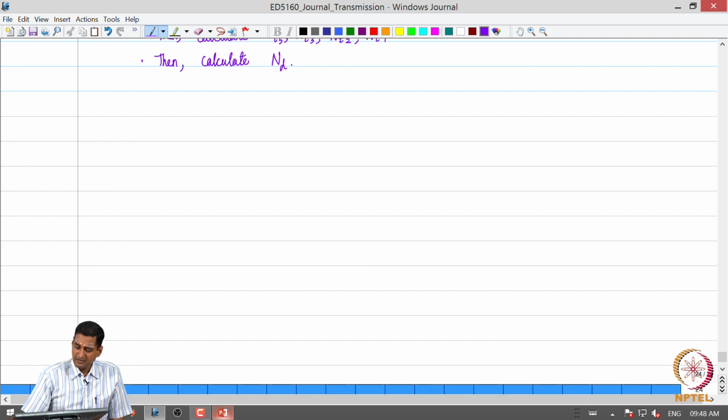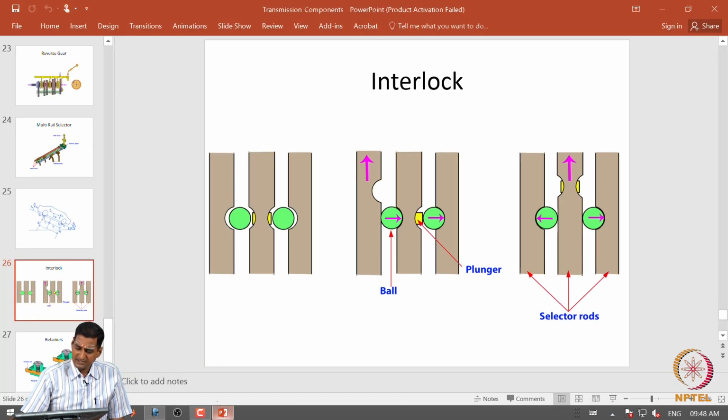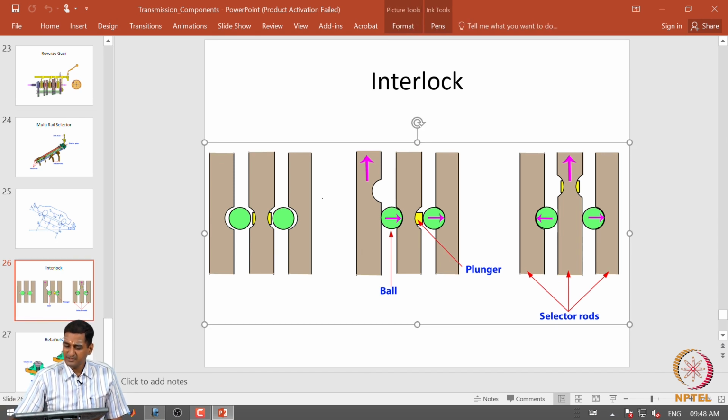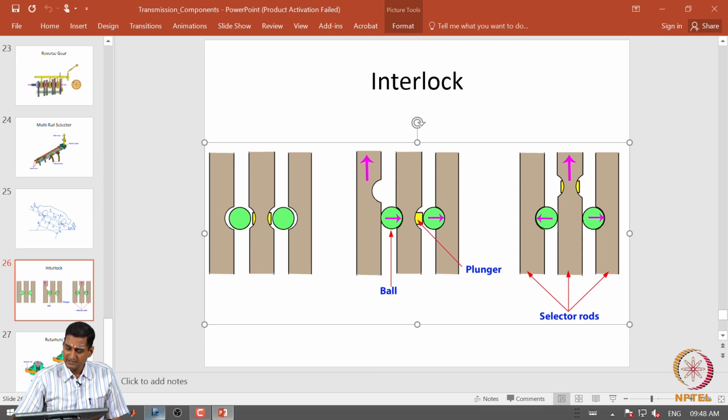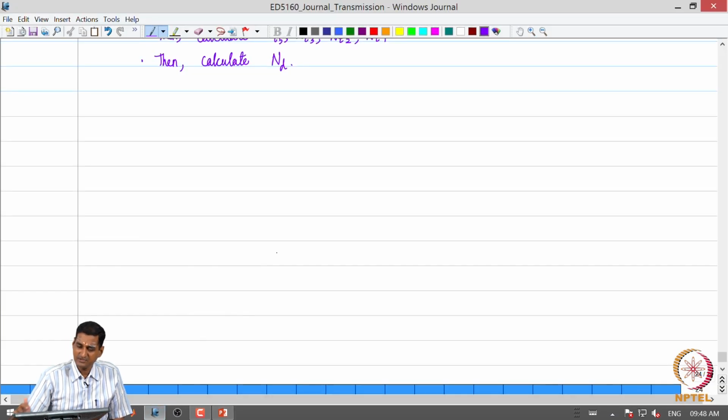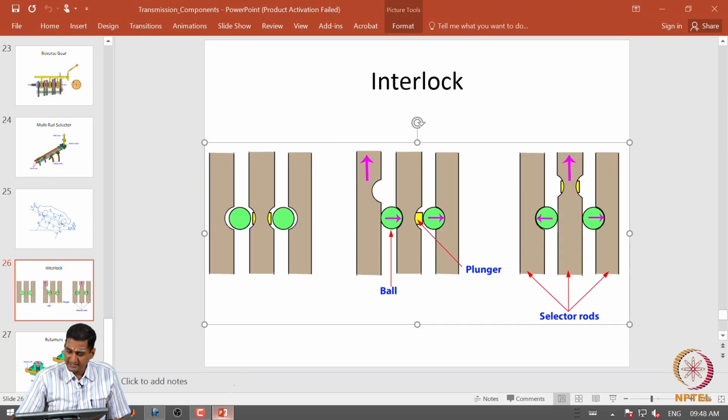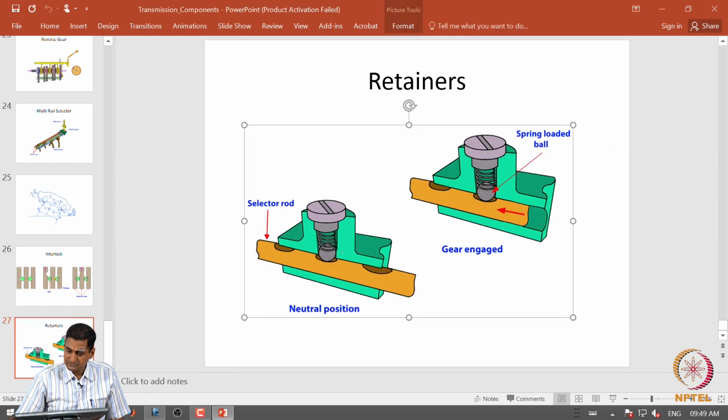Before I quickly close this discussion on transmission, I just want to introduce the functions of two more components, then we will close the discussion on transmissions. The first component is what is called an interlock. Sorry, let me first introduce the retainer.